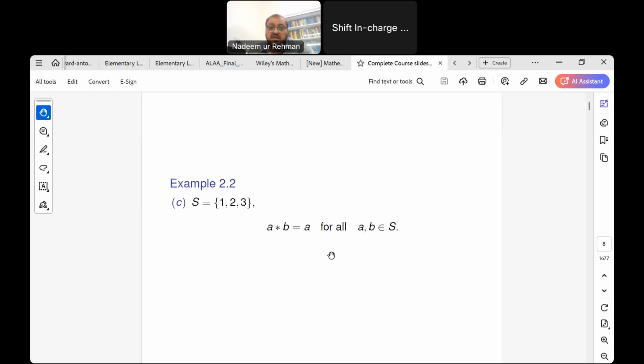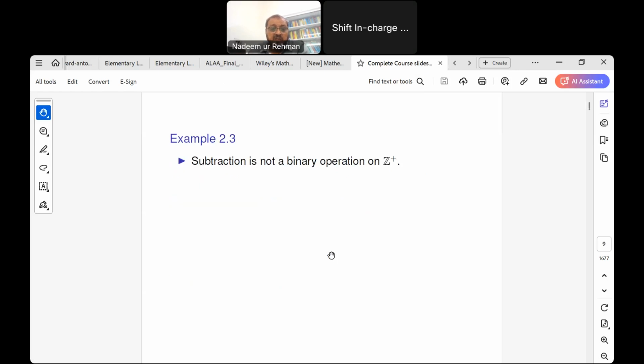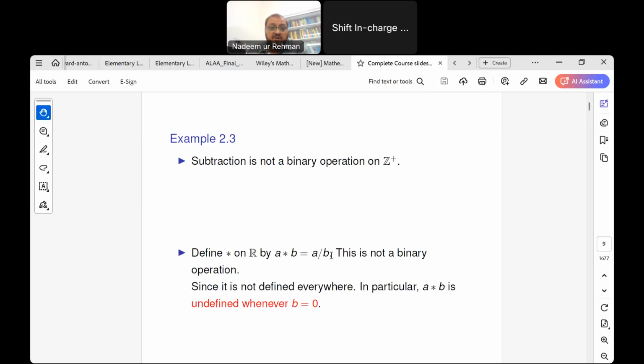If you take the set S as {1, 2, 3}, and a star b is equal to a for all a and b in S, then this is a binary operation. Subtraction on the natural numbers is not a binary operation on Z. Similarly, if we define a star b as a divided by b, clearly on R this is not a binary operation, because if b is equal to 0, then the map is not a well-defined function.